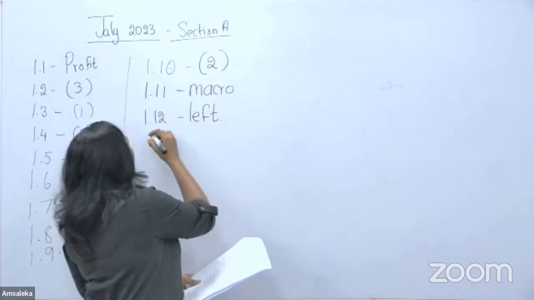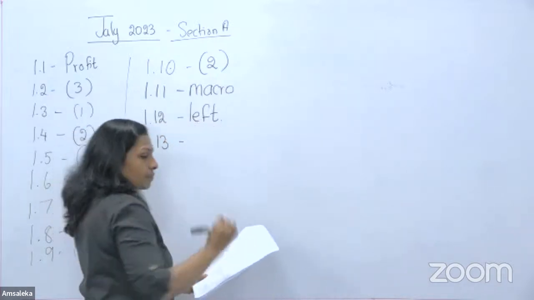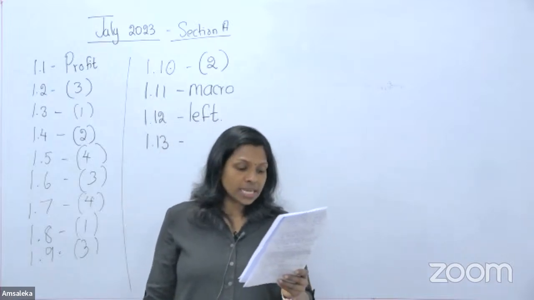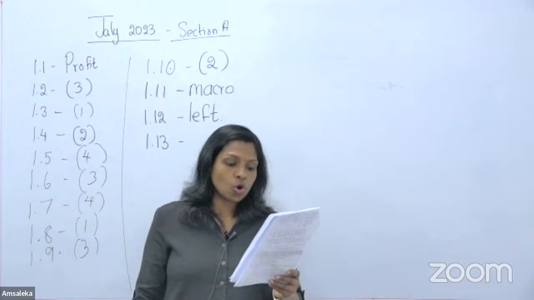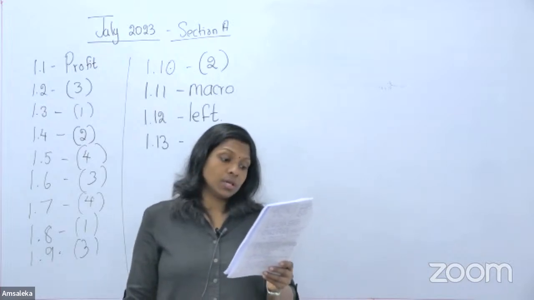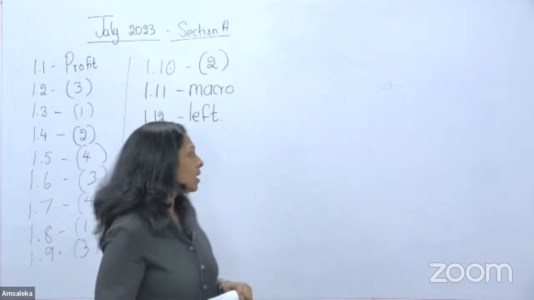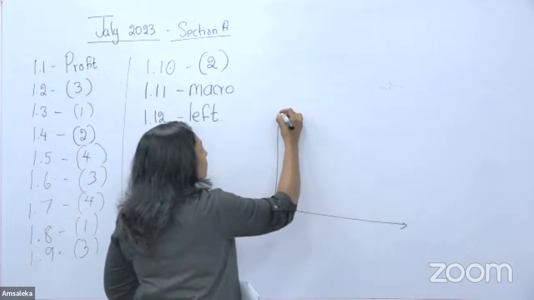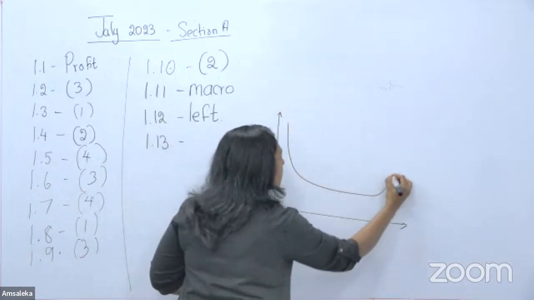So let's go to 1.13. When the proportionate increase in output is lower than the proportionate increase in input, there will be increasing returns to scale. Nope. So here, let's see. So you can see like this.